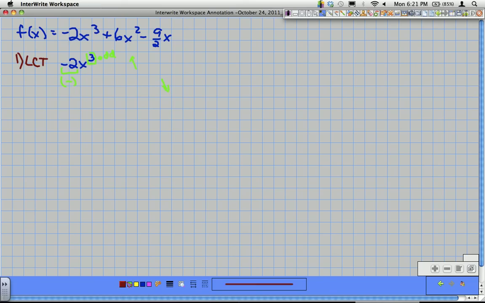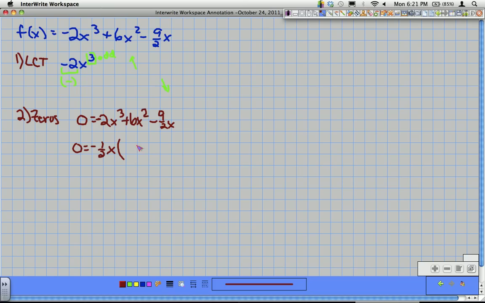Now this is the part where it gets a little bit nastier just because of the numbers that we're working with. We're still going to find our zeros. So we're going to say 0 equals negative 2x to the third plus 6x squared minus 9 halves x. If you notice, all three terms have an x in them, so we know we're going to pull out an x. But because of this half, we're going to pull a half out of everything, and the negative that leads, we're going to pull that out as well.